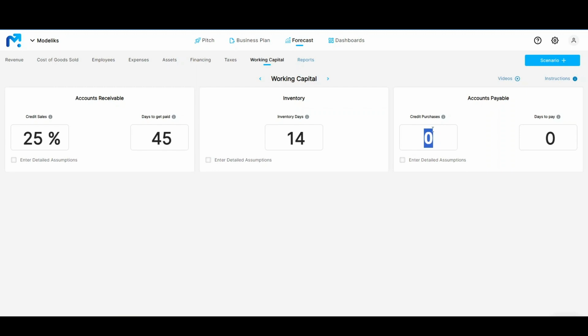Let's say here that 50% of your suppliers want cash directly when the service happens, the other 50% give you credit, and on average they give you 2 months of credit until you have to pay, so enter 60 days. These are the basic inputs for your working capital.